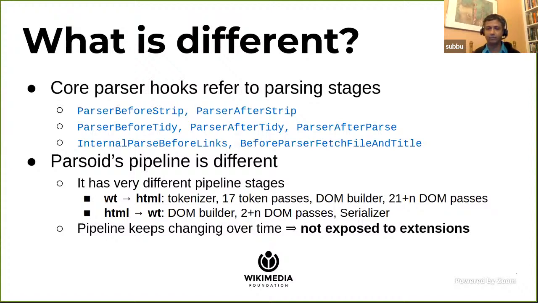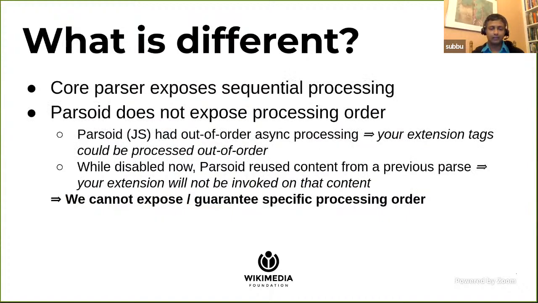Just over the last 6 months, we've added passes, we've removed passes, we've merged some passes, we've reorganized the order of the pipeline. And so it really does not make sense for us to expose the details of this pipeline to extensions. So that's a pretty significant difference between the core parser and Parsoid. So we really cannot support the same hooks in the same format when they refer to very specific pipeline stages in the core parser.